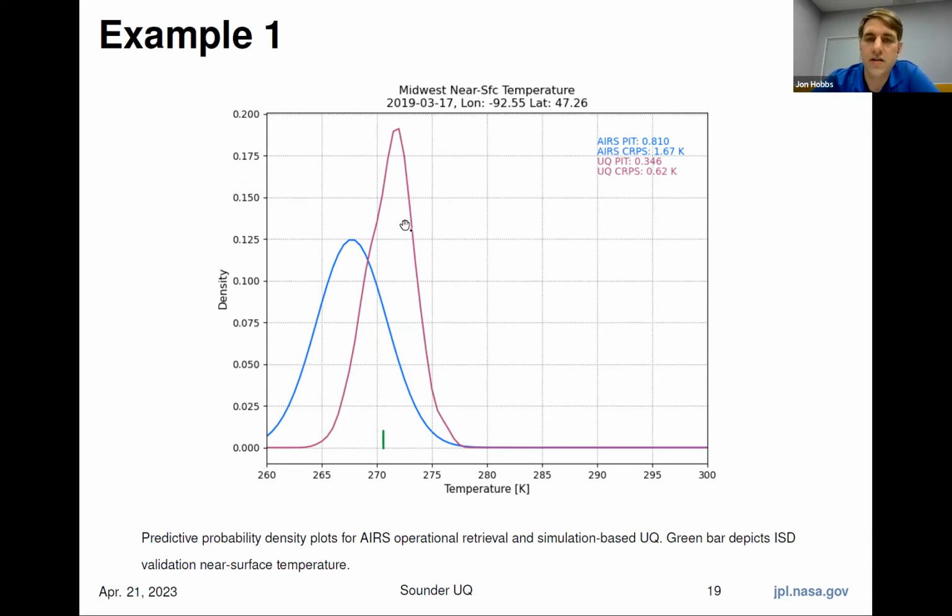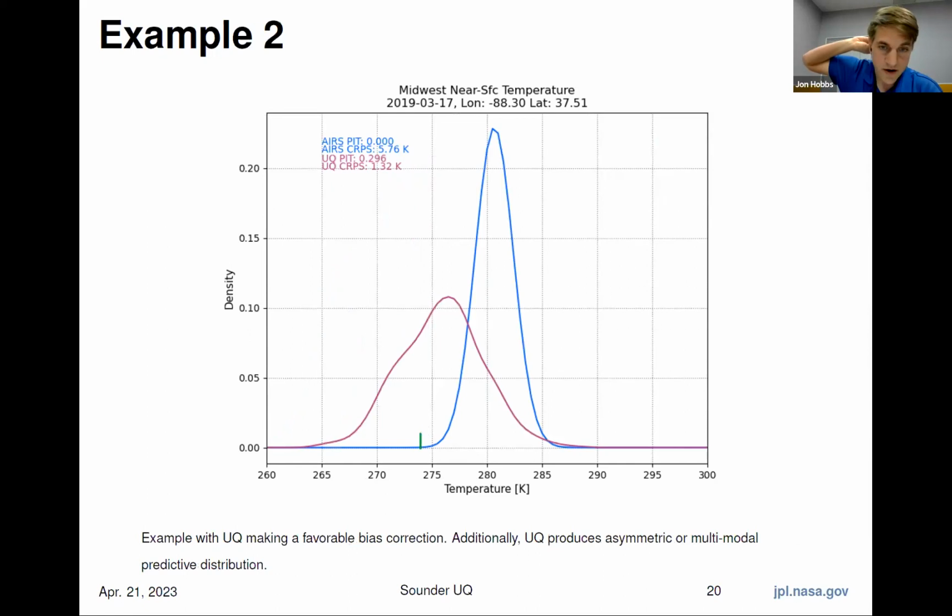What we're looking at are the results for a single retrieval and a single matchup. The green bar is the ISD temperature for this particular case. The purple or magenta is the distribution from our simulation-based UQ procedure, and then the blue is the AIRS operational result that I mentioned earlier. I've also listed the resulting metrics up here. In this particular case, the UQ distribution gives a little bit more precise estimate. That's not always the case, but in this case it did. I'll show one more example here.